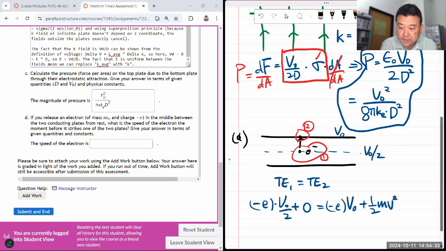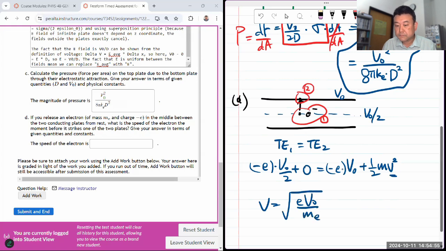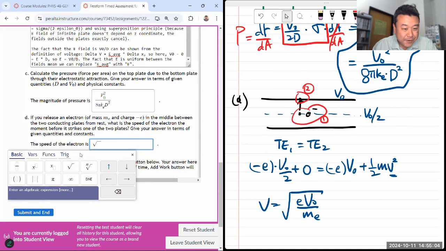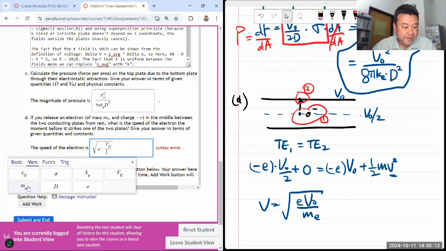I'm being asked for speed, right? So it's a matter of just solving for this lowercase v for speed. In the interest of time, I'm going to do the algebra in my head. v is equal to, the 1/2s cancel out, the square root of e V naught over m e. I think that's it. We'll look up the answer and see if I got it wrong later. So, square root of e for the elementary charge times V naught divided by m e.